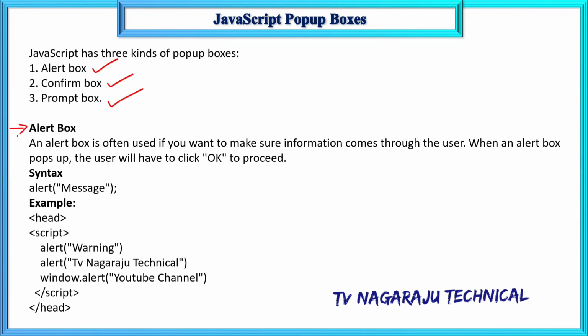First, we are moving to the alert box. What is meant by alert box? Suppose the user executes some code, it displays some alert message. Some alert message means if you want to make sure that compulsory information comes to the user, then we are using alert box.